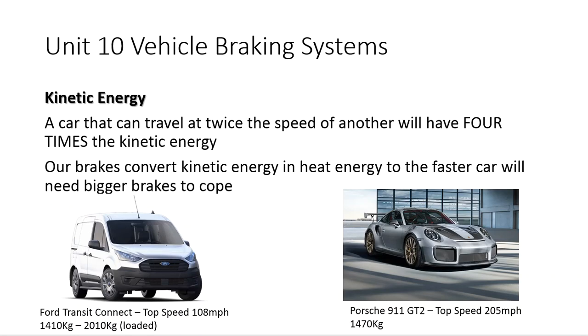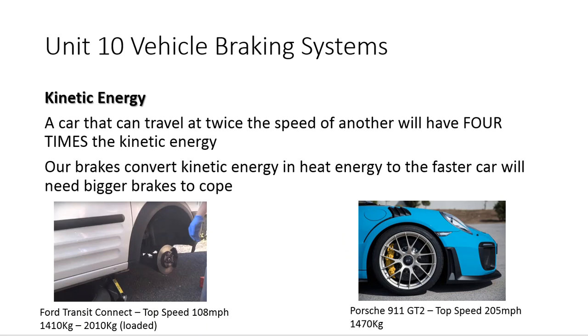The other way of looking at this is if we increase the speed of the vehicle by double, the actual kinetic energy will increase 4 times. So even though these cars or vehicles are similar weights, the Porsche, being able to do 205 miles an hour, needs much bigger brakes to deal with the extra kinetic energy. And this doesn't take into account the fact that the van is designed to cope with a much greater load, over 500 kilos more.